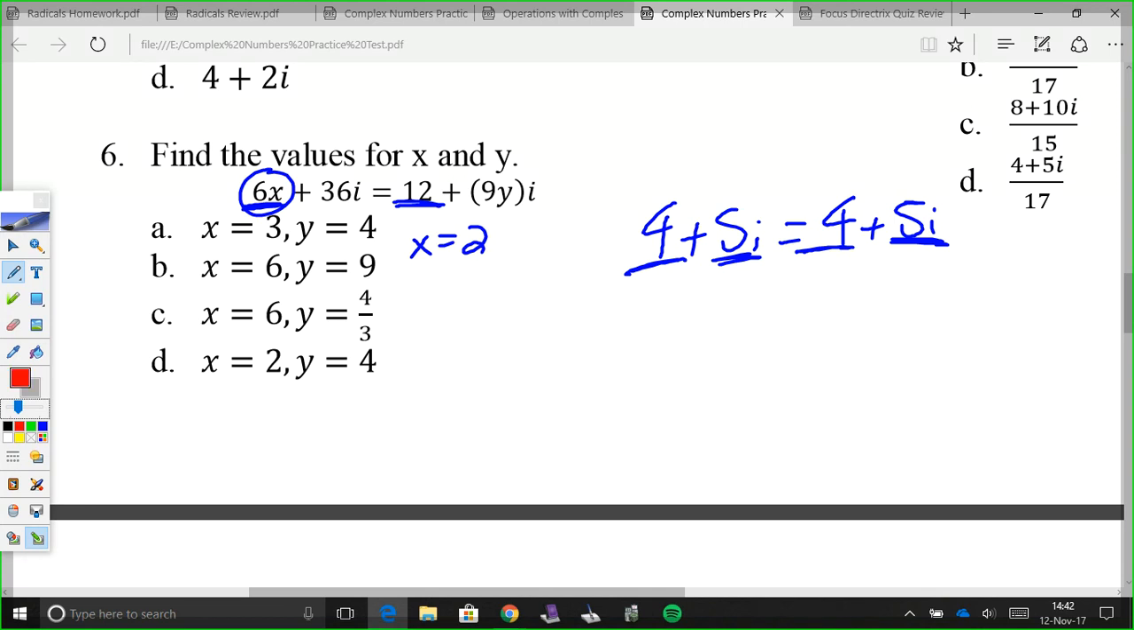And I do the same thing for the i term. So this is a 36, and this is 9y. So 9 times something is supposed to be 36, right? Because these are both supposed to be 36. So 9 times 4 is 36. So y would equal 4. So my answer, D.